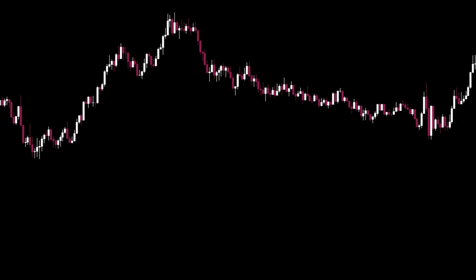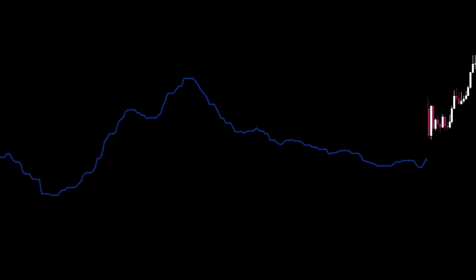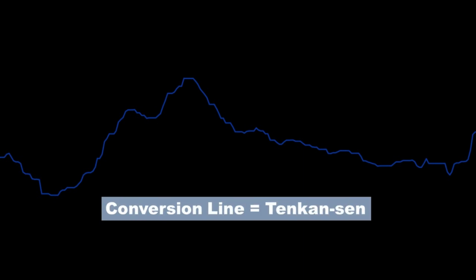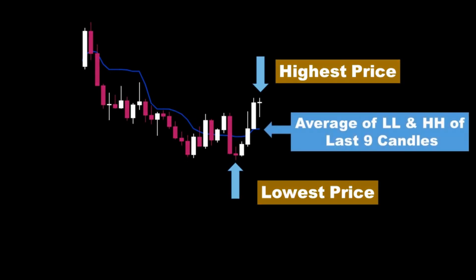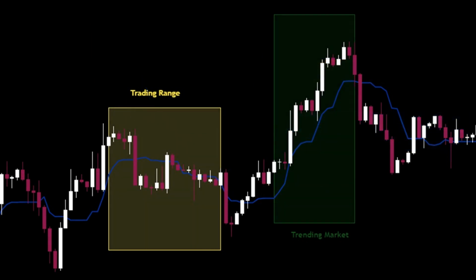Now I am going to explain key elements of Ichimoku. First line is called Tenkan-sen or conversion line and shown as a blue line. It is primarily used as a signal line and a minor support and resistance line. This is the turning line and is derived by averaging the highest high and the lowest low for the past 9 candles. The Tenkan-sen is an indicator of the market trend. If the blue line is moving up or down, it indicates that the market is trending. If it moves horizontally, it signals that the market is ranging.